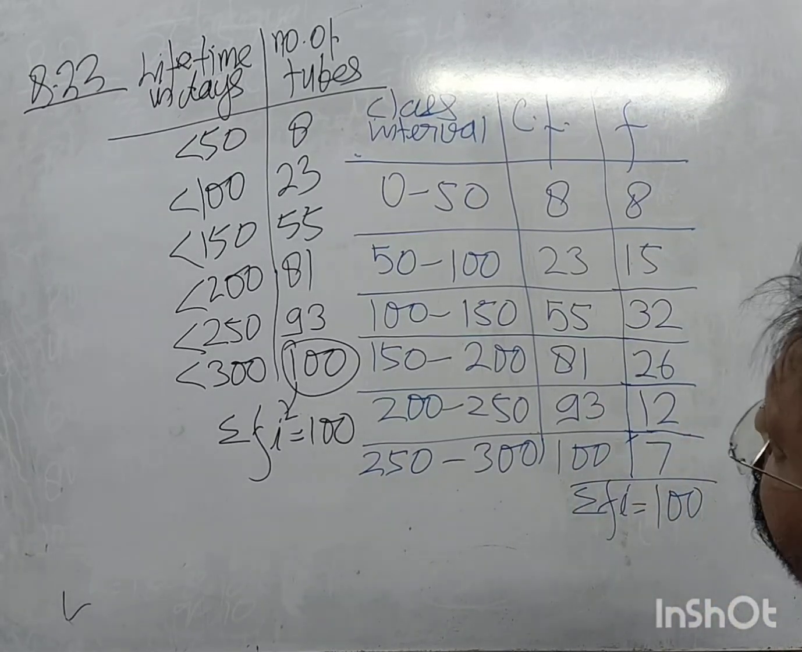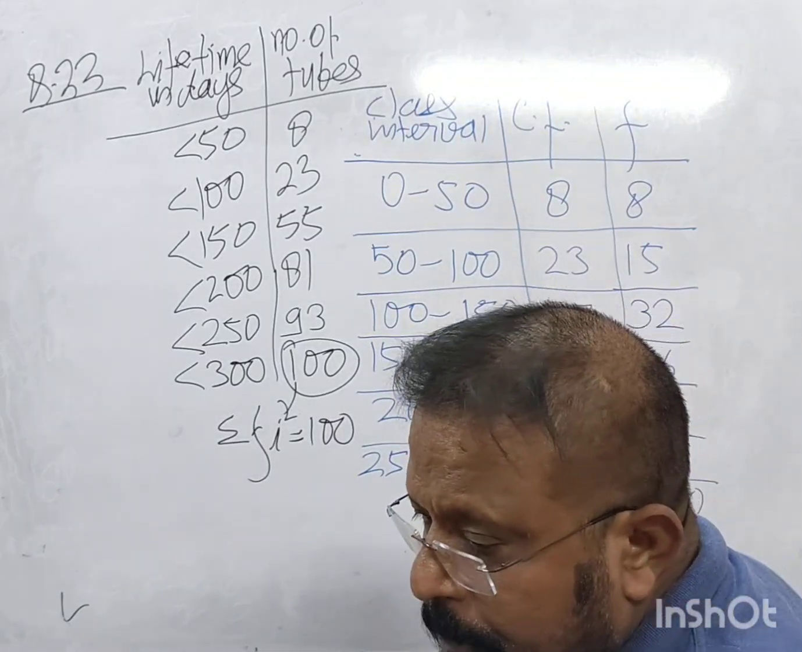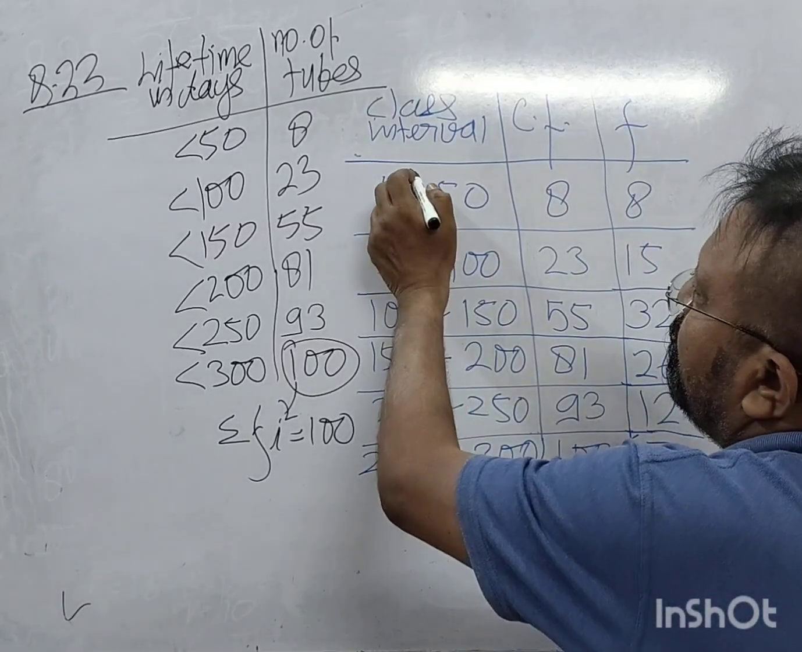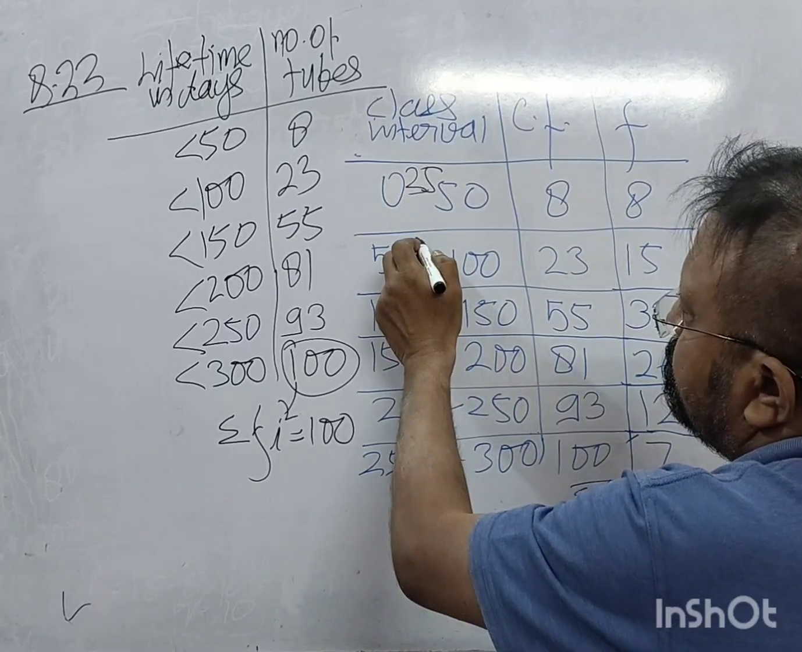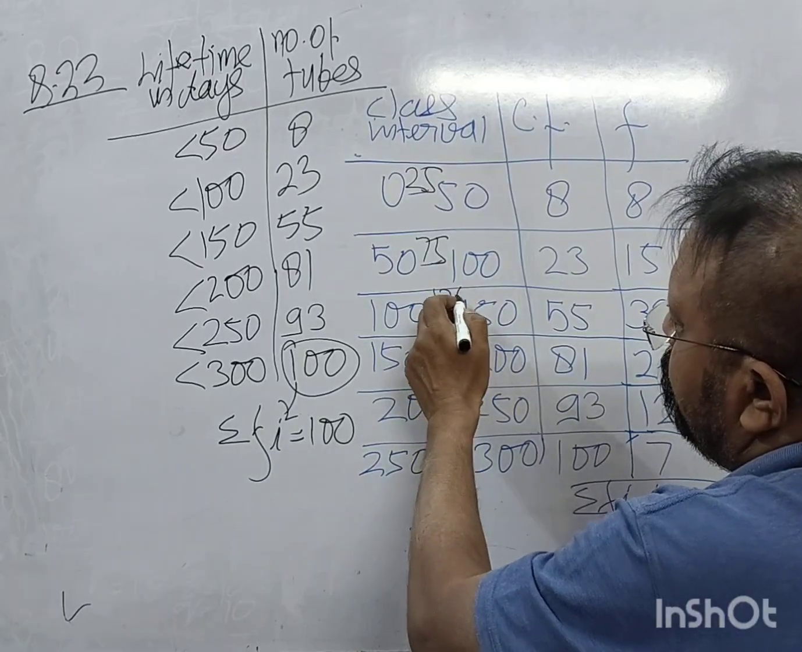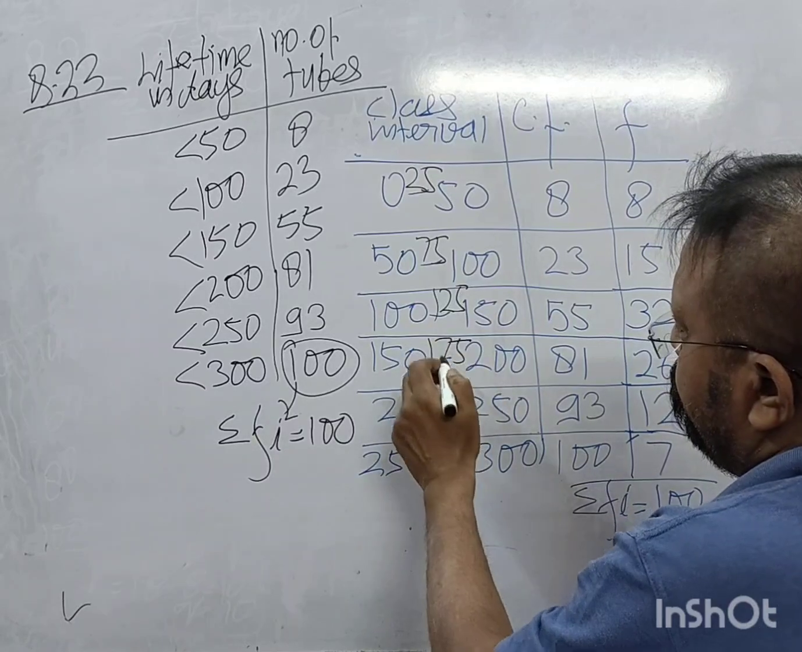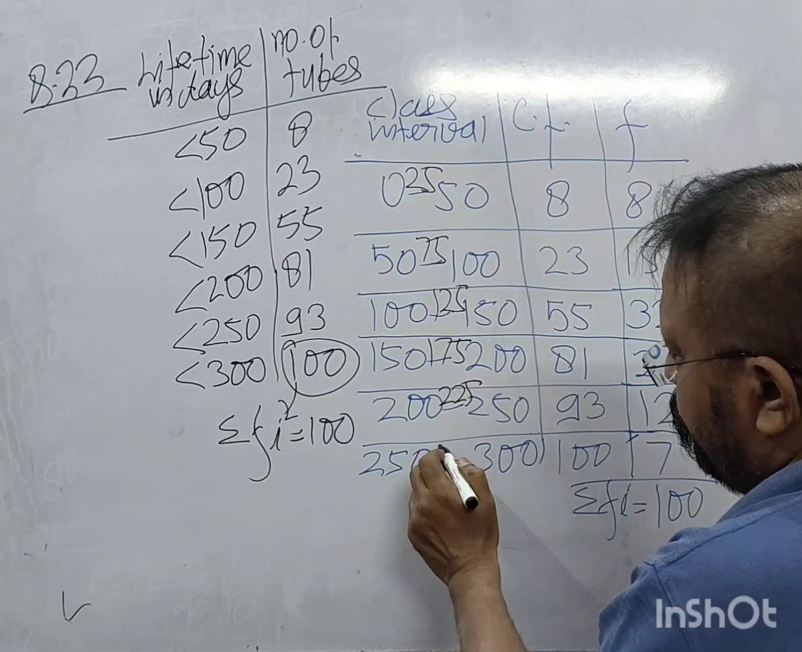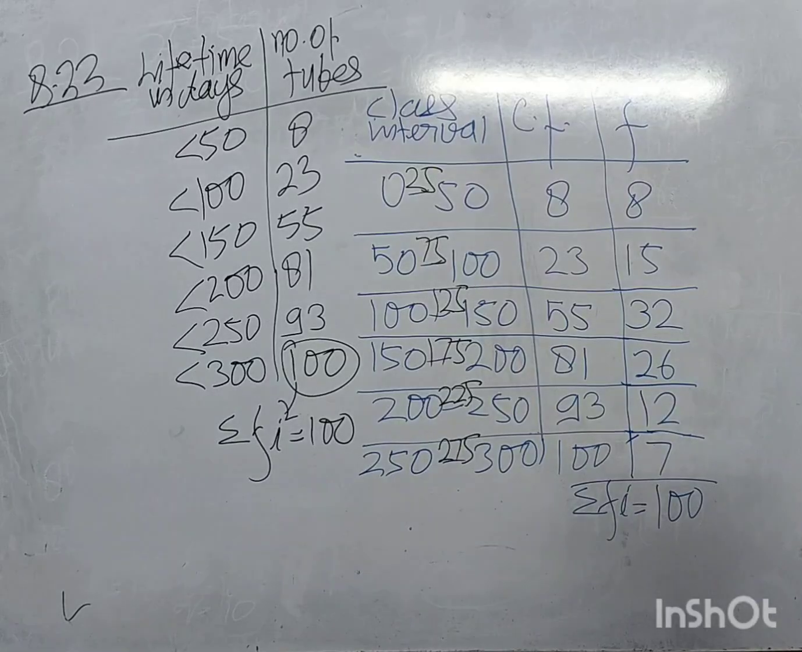This is the frequency we have, right? What do you have to find here? Mean. The class marks: it becomes 25, right? And it is 75. 50 difference, right? 50 add, you get 125. Again you add 50 here, 175. Again you add 50 here, 225. 225, 50 becomes 275. You get it?